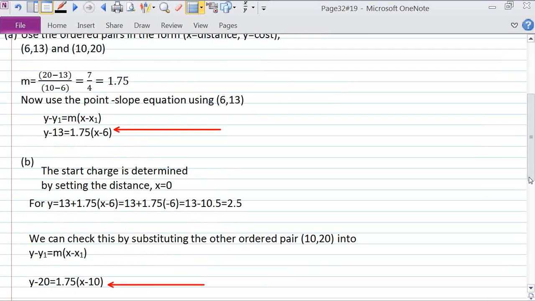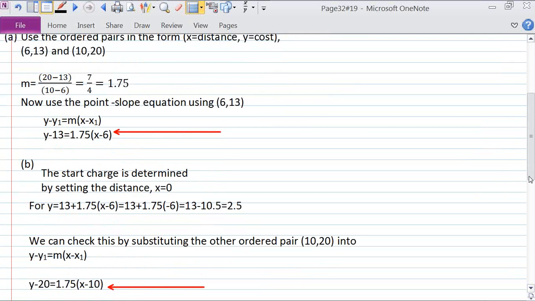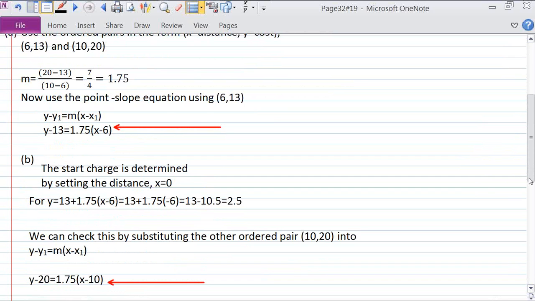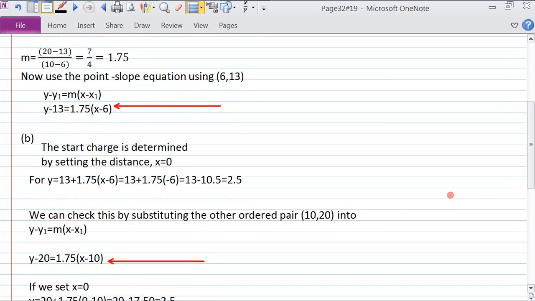Okay, so the start charge is the charge that goes on the meter even before you've gone any distance. So when you go into a taxi, when the meter starts, there's an immediate charge of, let's say, $4.25. It will depend what city you're in. But the start charge is just to get in the taxi and when the meter starts running. So the distance is really 0 because you haven't gone very far.